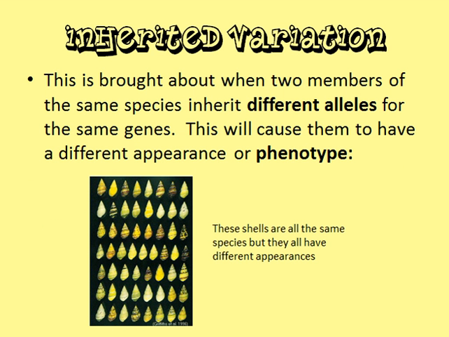So, inherited variation. That's brought about when two members of the same species inherit different alleles for the same genes. This will cause them to have a different appearance, or, as we learned last time, phenotype. So if you look at this picture of shells, you will see that there's lots and lots of different colours of shells, but they are all actually the same species. This difference in colour is brought about by different alleles that the individual snails will have inherited from their parents.